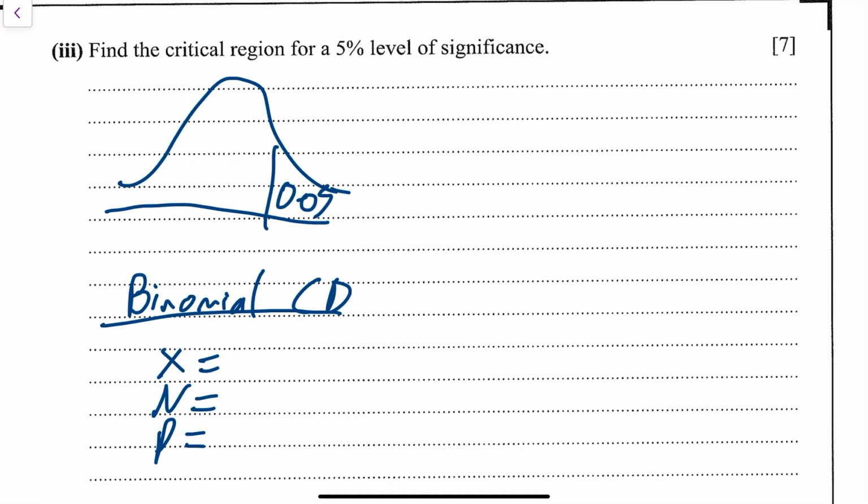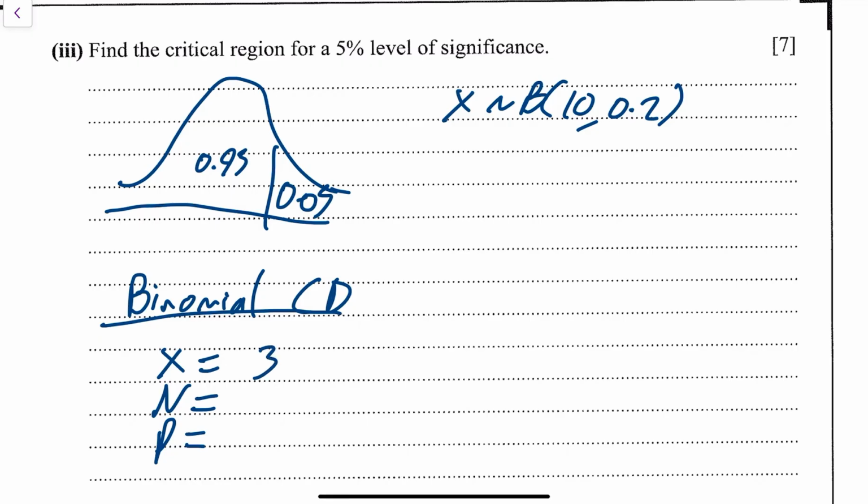Right. Find a critical region for a 5% level of significance. So what we need to do here, our X was distributed binomial, 10 and 0.2, and we want to get this as close to 5% as possible. So that's why we want this region to be 0.05. Now, binomial CD works with less than or equal to. So really I want this to be 0.95 up here. So we're going to try to use binomial CD.